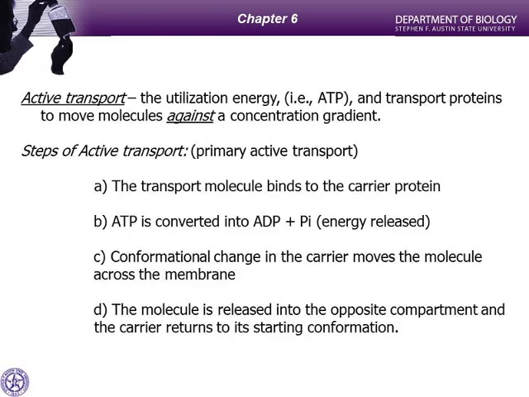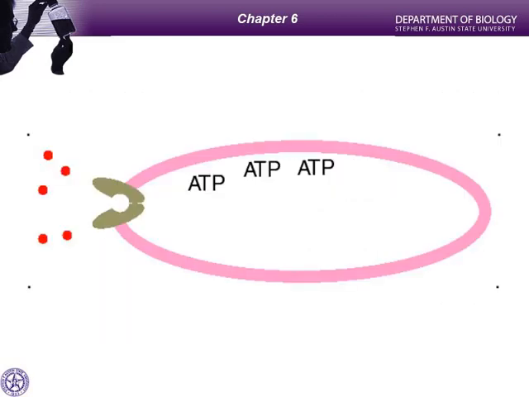So all of that is our primary active transport. We just moved an ion from one place to the next. Here we've got a little animation showing the binding of the molecule, the release of the energy, the resetting, and we're doing it again and again and again.